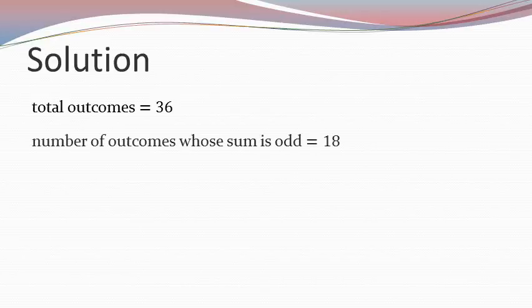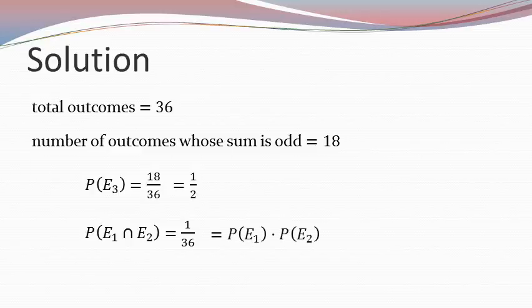Now the total number of outcomes is 36. Out of that, half of them would be odd, which means the P of E3 can be found. So P of E3 is simply 18 by 36, which is half. Now let us find out P of E1 intersect E2, which means die A shows a 4 and die B shows a 2, and that would be equal to 1 by 36. That's equal to P(E1) times P(E2).